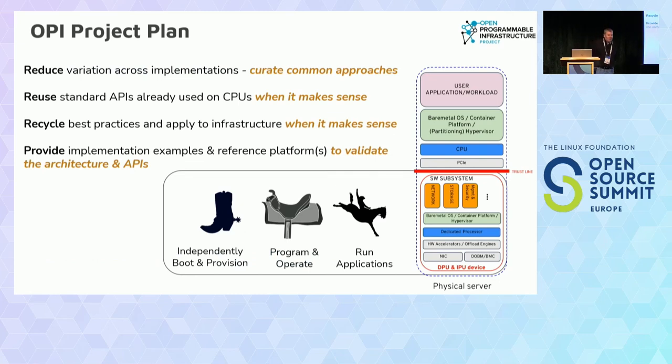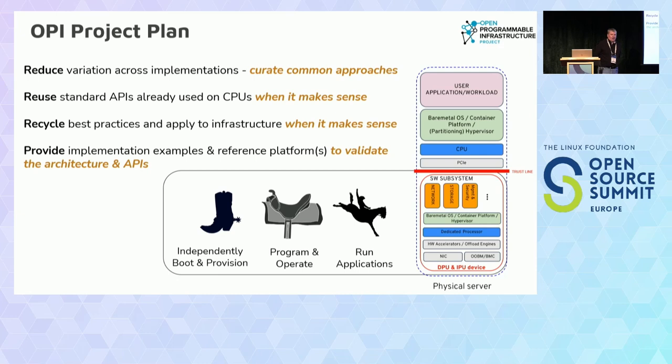So I've got a few slides about how the project is structured. At a high level, the main objectives are, number one, to reduce the variation across different implementations. We don't want to have a bunch of different APIs or interfaces by which you stand up a networking use case on this technology, or a storage use case, or how security is handled, or how provisioning and lifecycle is managed for a DPU. We want common approaches here. We want to reuse standard APIs that exist already in the industry. We don't want to start from scratch. There's already great investment and progress and value in existing frameworks, DPDK being a great example. We want to leverage those where we can, and we want to recycle any best practices that exist out there today where it makes sense.